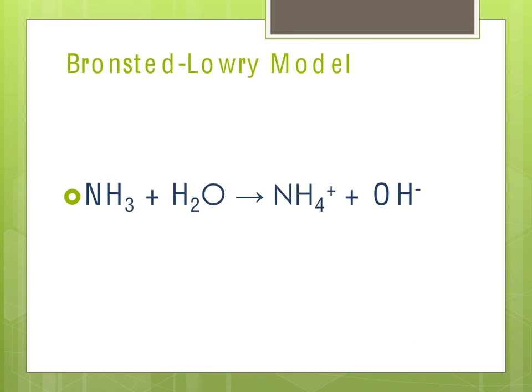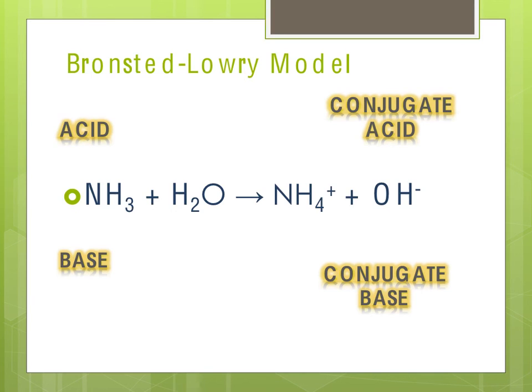So now let's look at this equation of a Bronsted Lowry model base, where we have ammonia in water produces ammonium and hydroxide. So it's a Bronsted Lowry model because this does not contain hydroxide in it, but it does produce hydroxide ions whenever it's dissolved in water. So what we want to know is which one's the acid, which one's the base, which one's the conjugate acid, and which one is the conjugate base. So we have acid, we have conjugate acid. We have base, we have conjugate base. Which one is which?